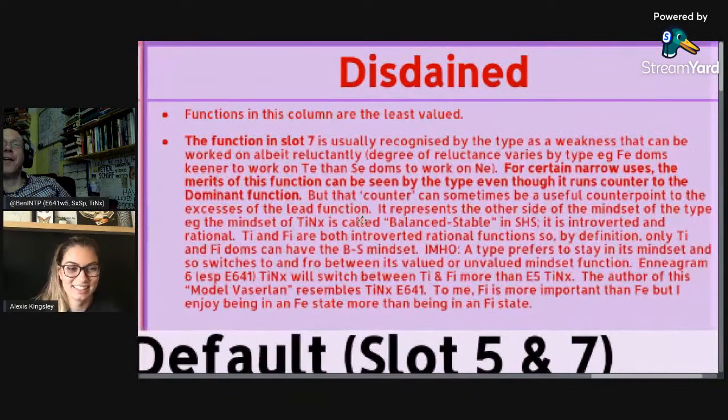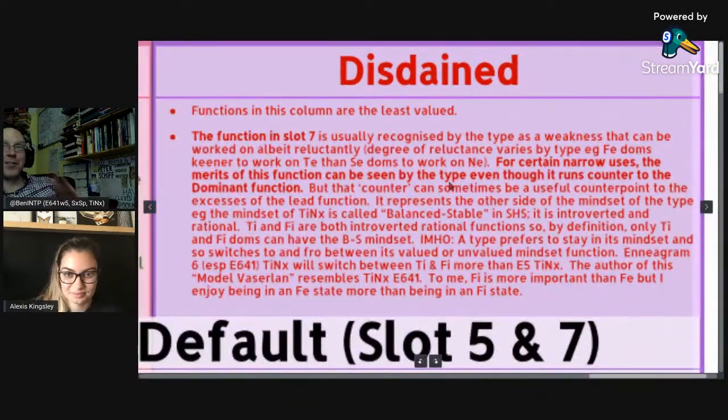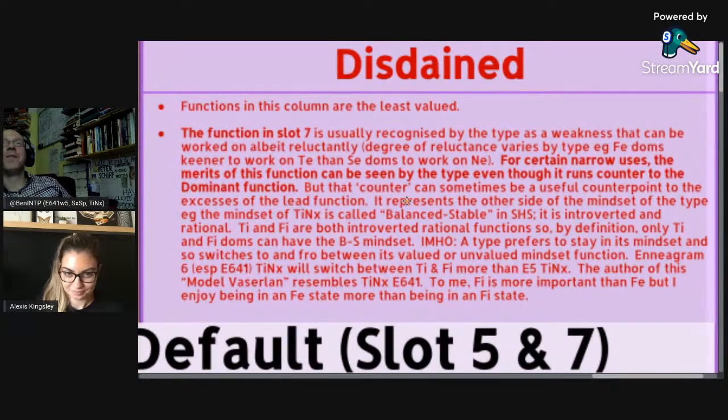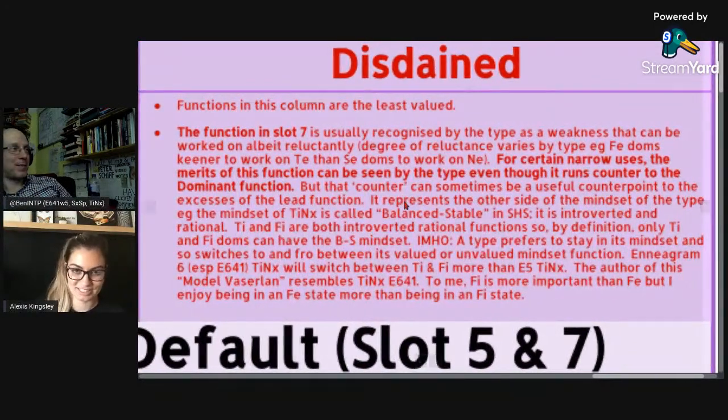Okay. Again, contrarian alternative. For certain narrow uses, the merits of this function can be seen, not will be, can be seen by the type, even though it runs counter to the dominant function. But that counter can sometimes be a useful counterpoint to the excesses of the lead function. Hope you're listening. Well, I also agree that NI is kind of useless. Right. But I disdain the uselessness of SI, whereas I enjoy the uselessness of NI.